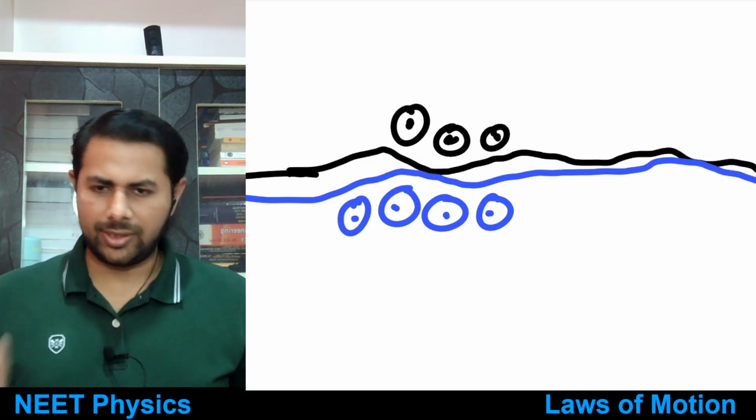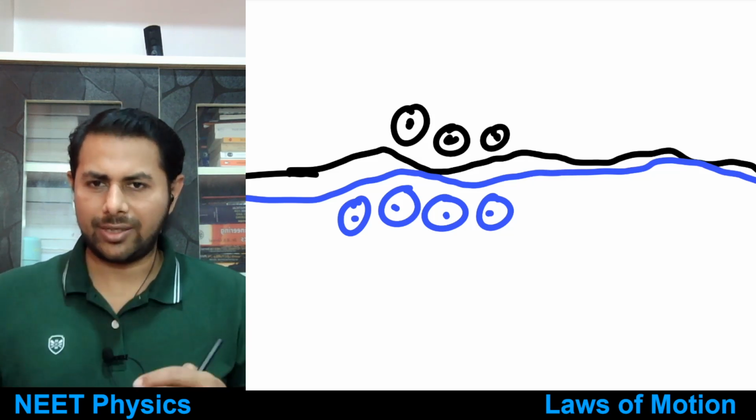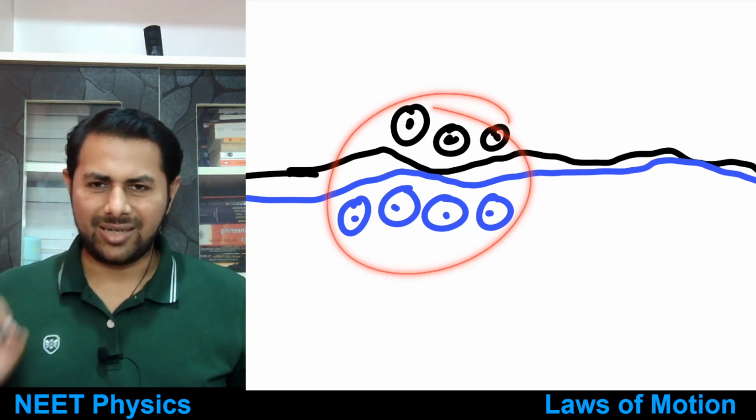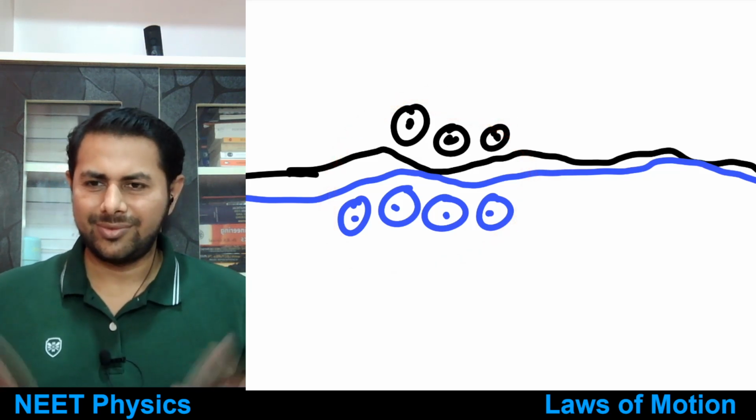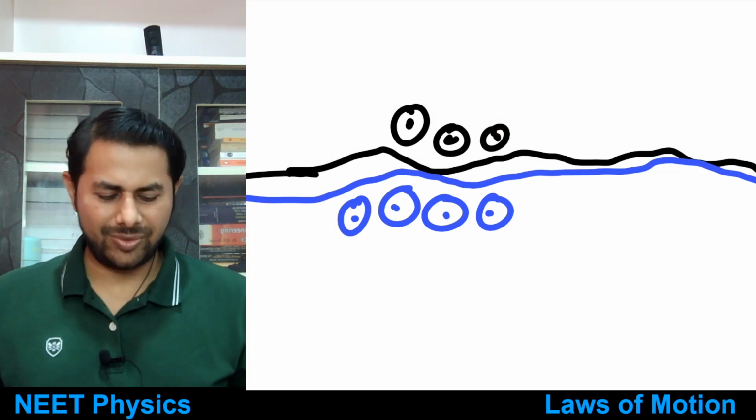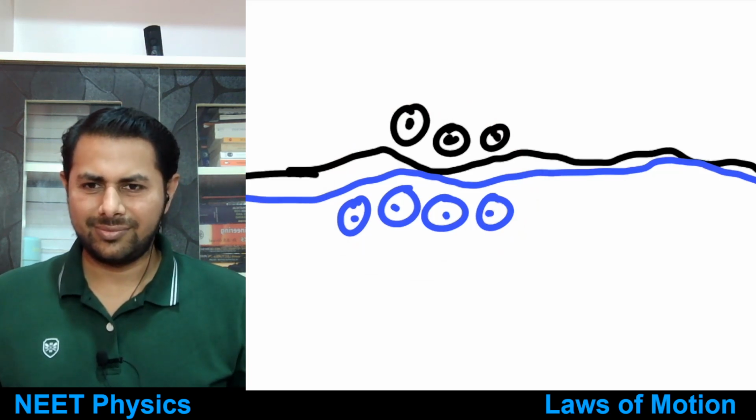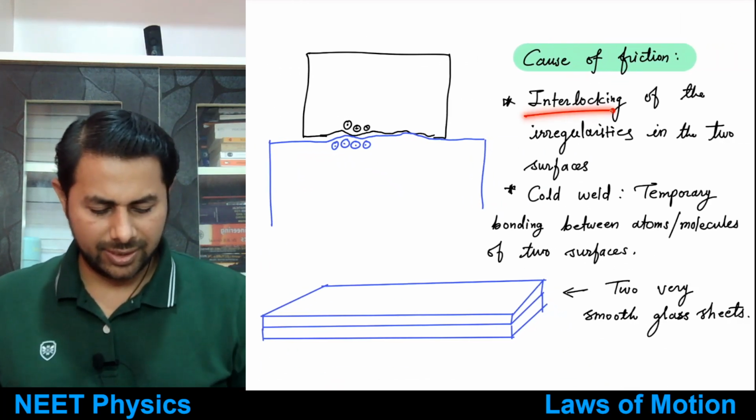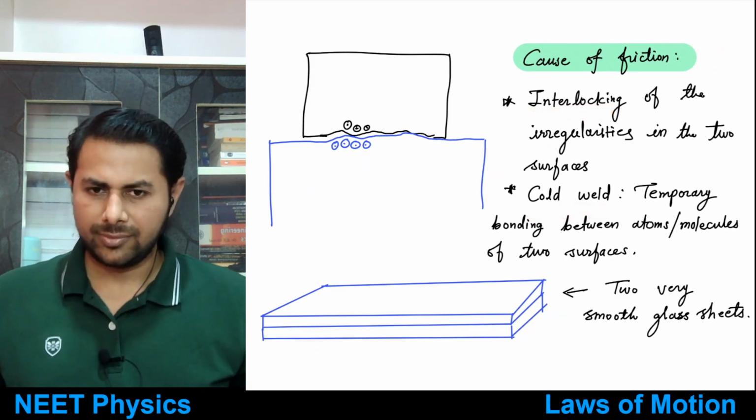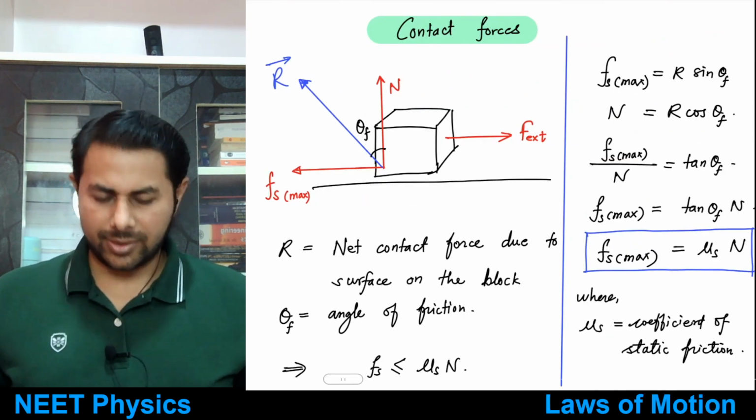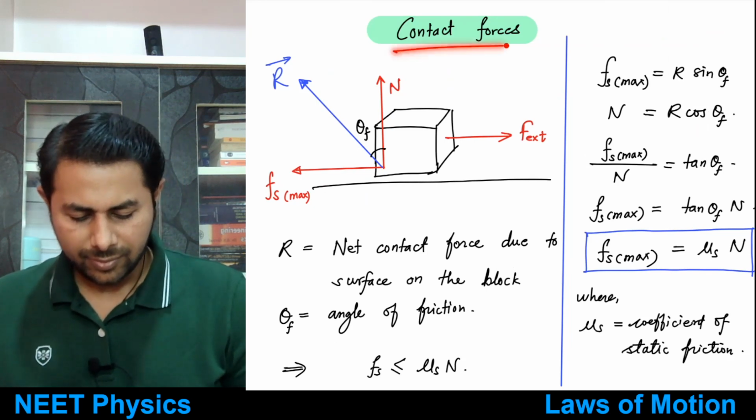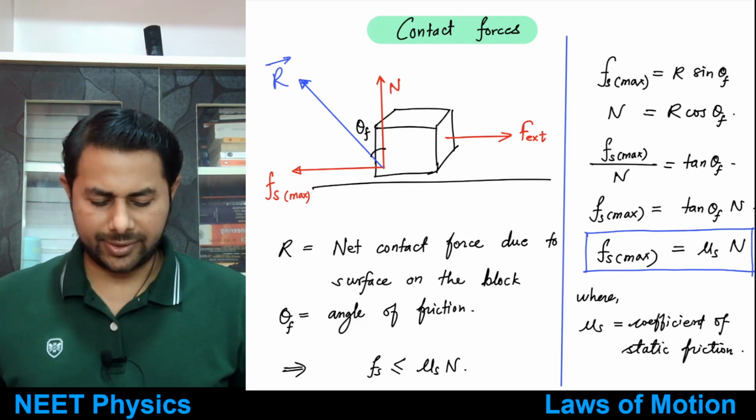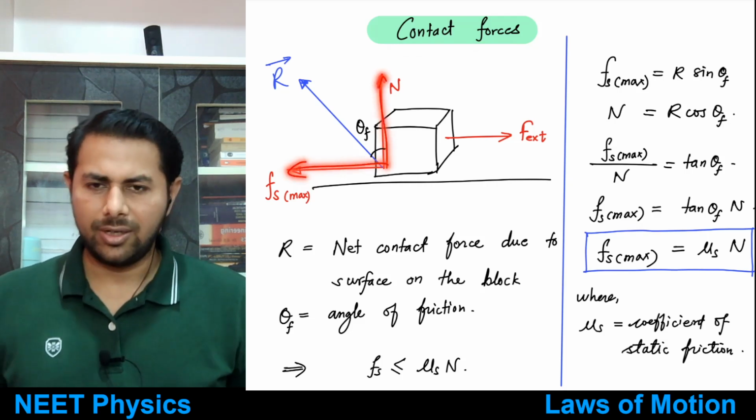Okay, so of course there are two reasons. One is the macroscopic reason, the irregularities. Actually it is also microscopic, but the other reason is at the molecular level. So this thing is clear? Yes, no, everyone? All right, so these are the two reasons of friction. Okay, good. So now the normal reaction and the friction are the two contact forces.